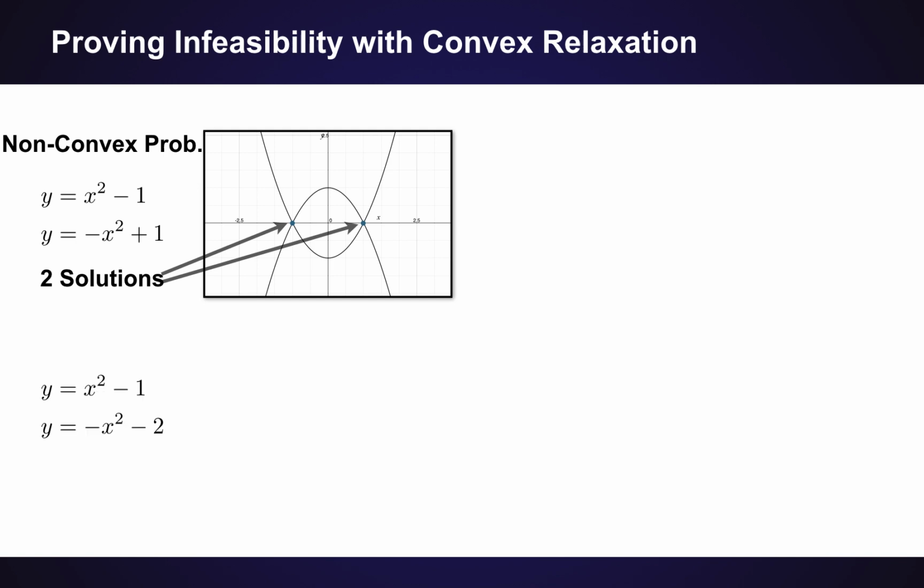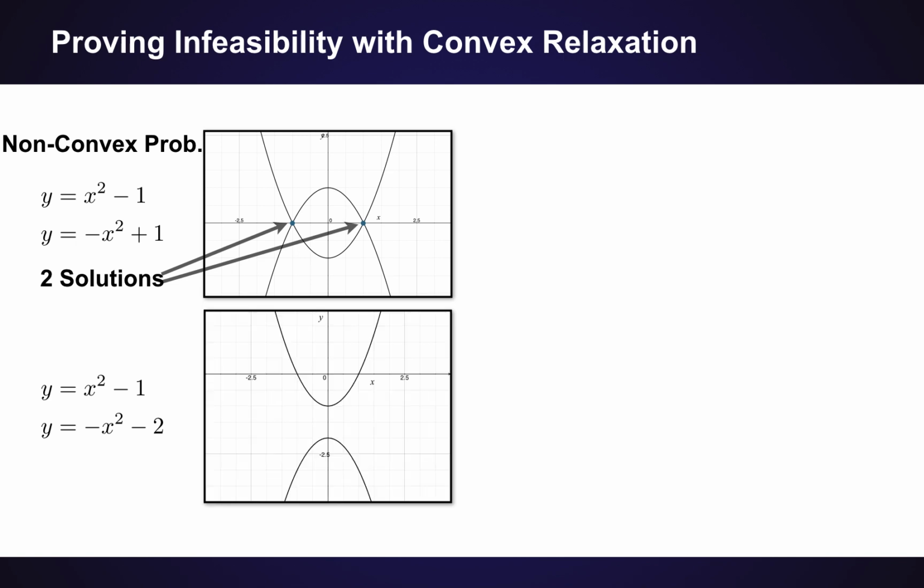If I was to give you these two variants of the problem, you can see now the parabolas are not intersecting, so there's no feasible solution to these two constraints. But the challenge here is that because those are non-linear, non-convex constraints, in the general case it can be very hard to prove that they have no solution.